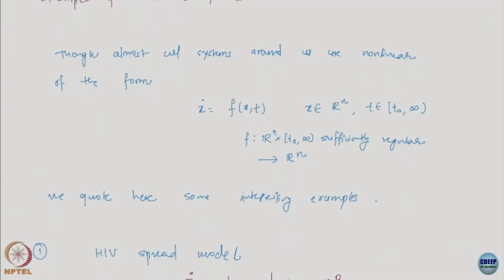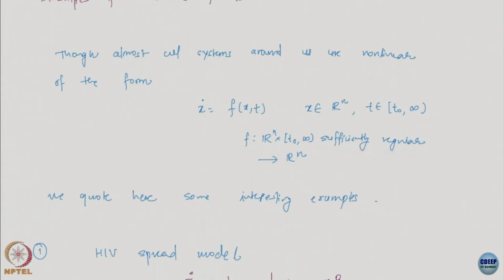We typically say that our system is of the form x dot is f of x, t. So this is a nonlinear system. This is not a nonlinear control system, because there is no control here in the expression. Here this is just a nonlinear system. The function f is typically a map which is sufficiently regular.